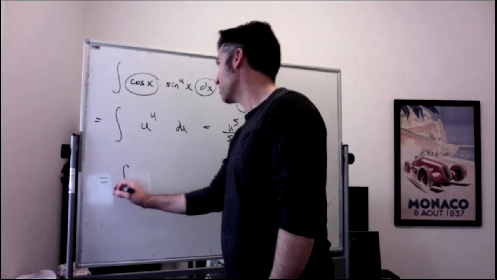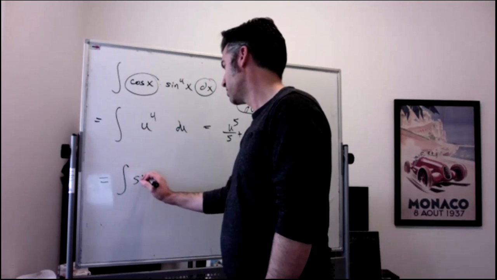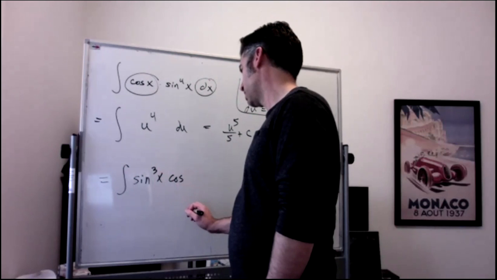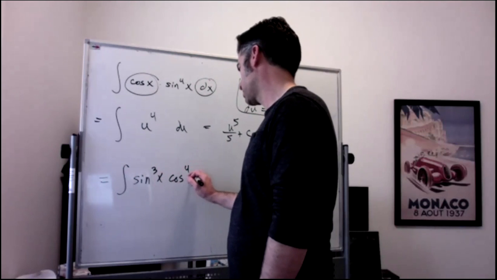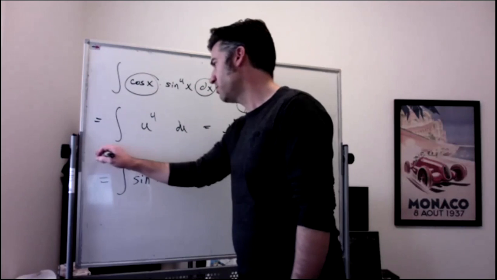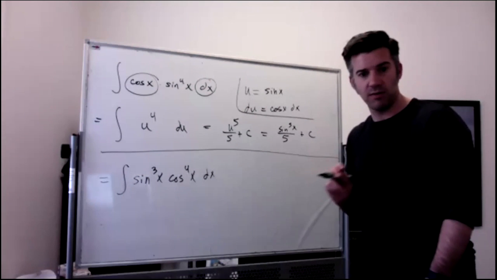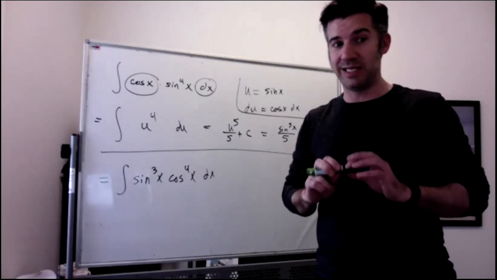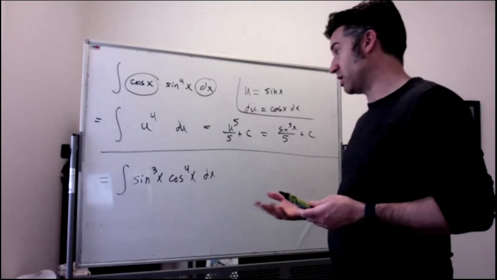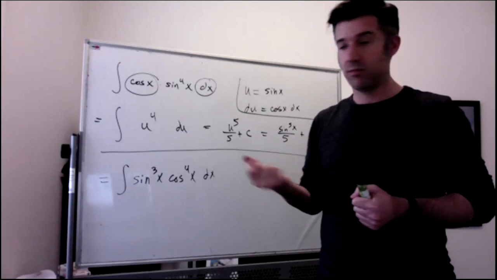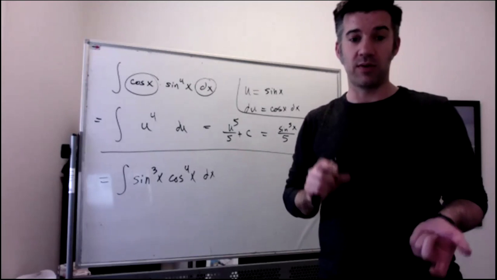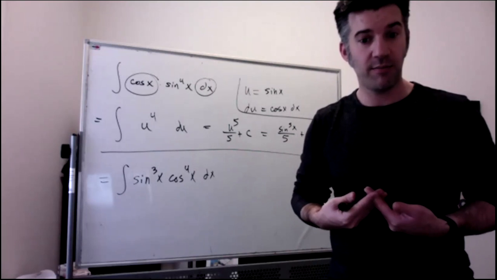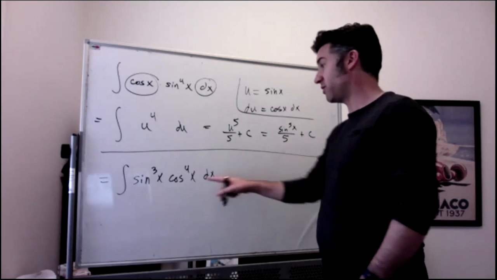So let's look at this next one. Let's look at sine cubed x cosine to the 4th x. Similar situation, but it's going to be a little bit more challenging. So in this problem, we're still using the same idea. I want to let u equal either the sine or the cosine that's raised to the even power, if there's an odd and an even power.